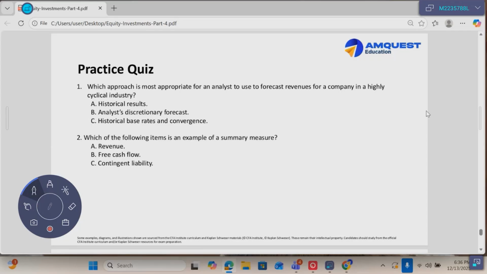The option of historical base rate and convergence: again, if it is cyclical, then things may not converge. Things will be pretty volatile. So over here, analyst has to use discretion. So the answer is B.